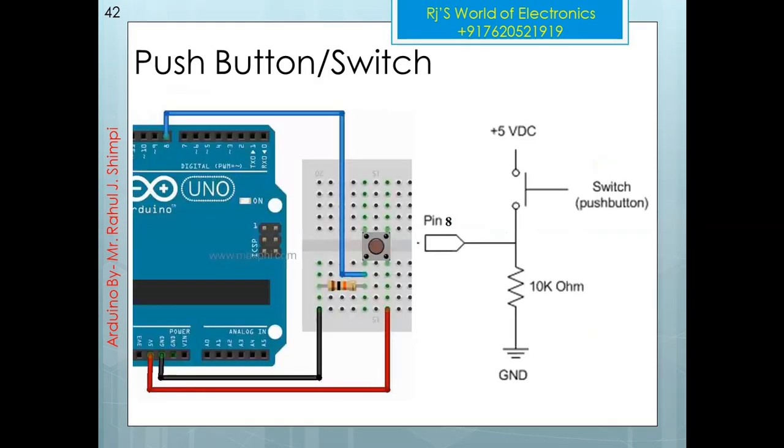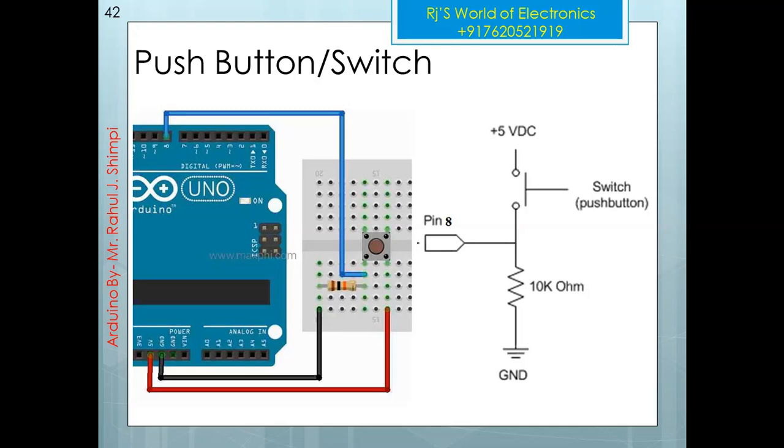In our experiment, the onboard LED turns on when you press the button. If you release the switch, the LED will not work. We have connected the push button on the board. One leg of the push button is connected to the 5 volt, shown here in the red color wire, and the other leg is connected to pin number 8, shown here in the blue color wire.